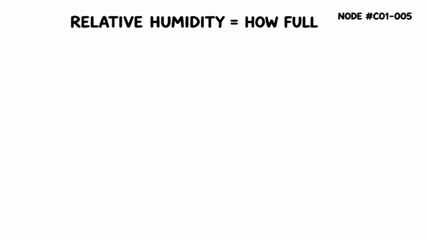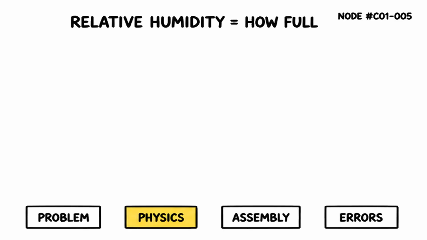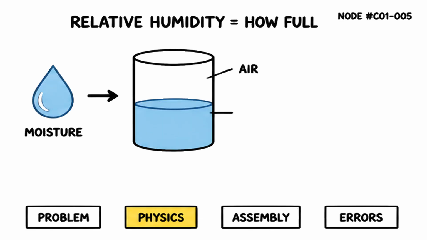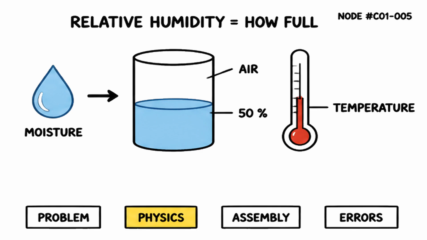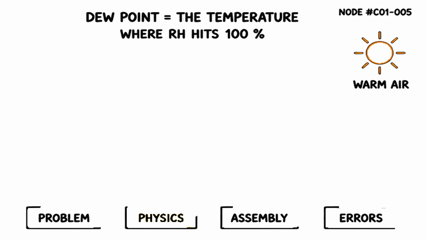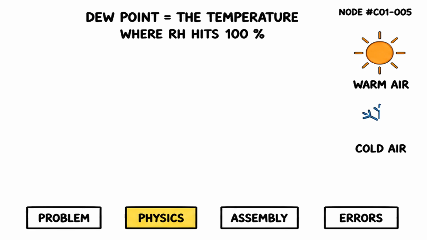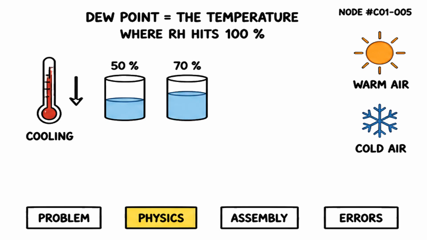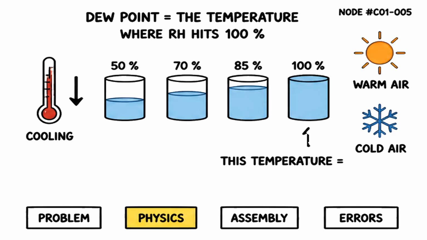First, the term everyone knows, relative humidity. It is simply how full the air is with moisture as a percentage of what it could hold at that temperature. That phrase, at that temperature, is the whole story. Warm air holds more moisture than cold air. So the same air with the same water inside reads a higher percentage as it cools. Cool it enough and it hits 100%. That temperature is the dew point.